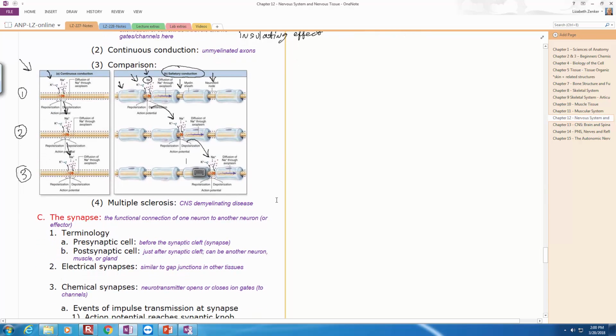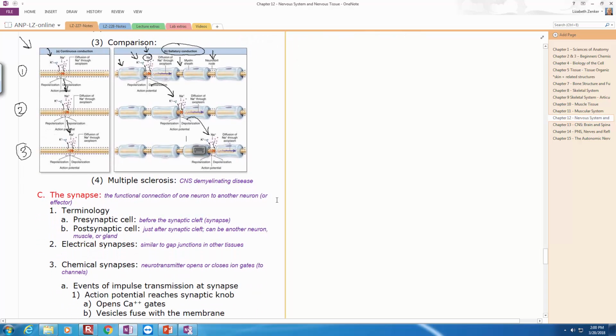All right, so that's all that picture is trying to get you to see: the difference between continuous conduction versus saltatory conduction, because you guys know you have some nerves that are unmyelinated and some nerves that are myelinated. That's just the difference between the two and how they will function.